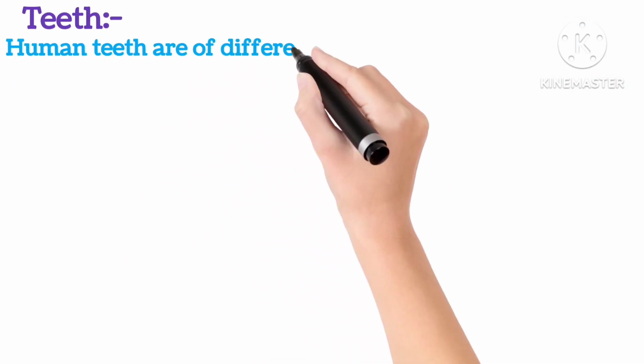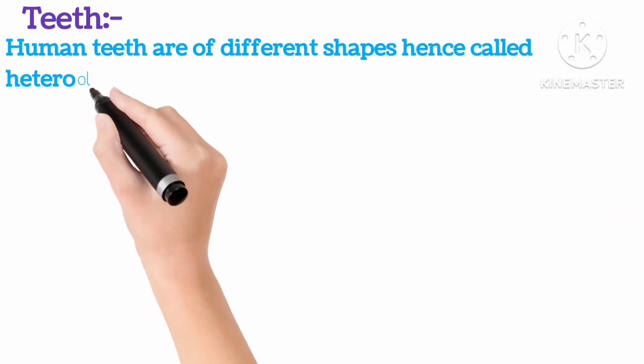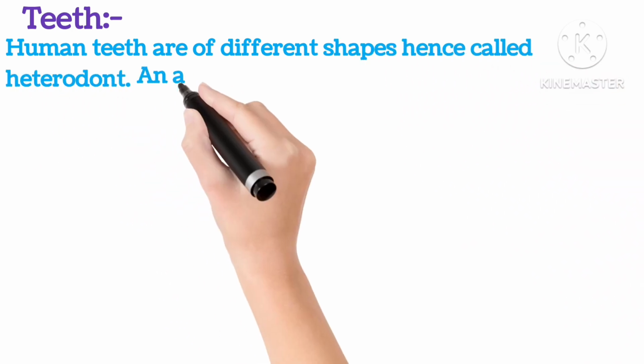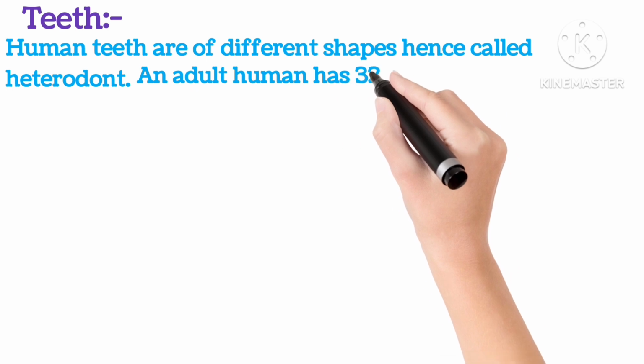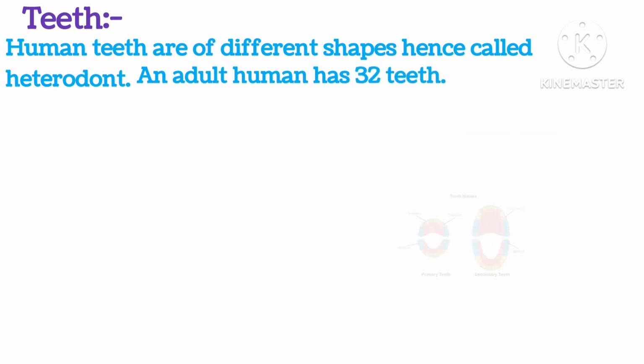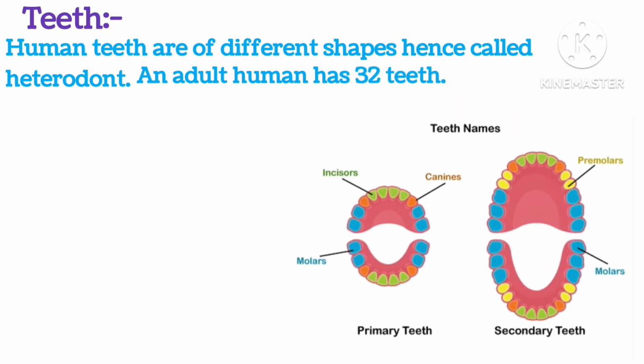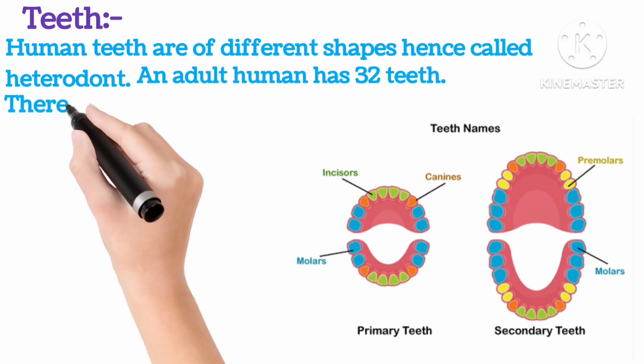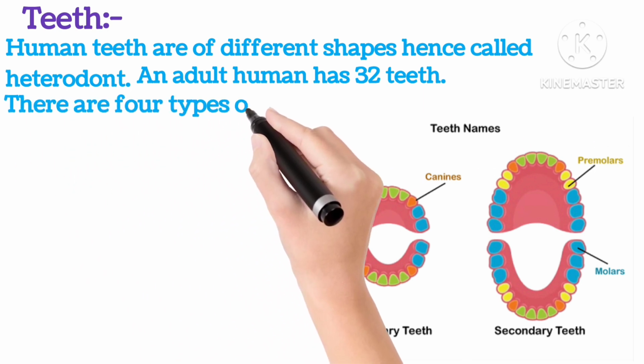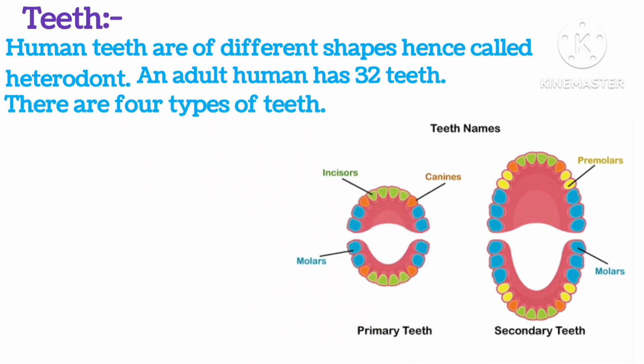Teeth. Human teeth are of different shapes, hence are called heterodont. An adult human has 32 teeth. There are 4 types of teeth. First is incisors.